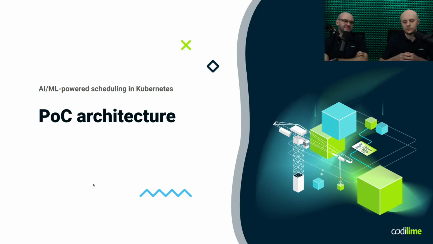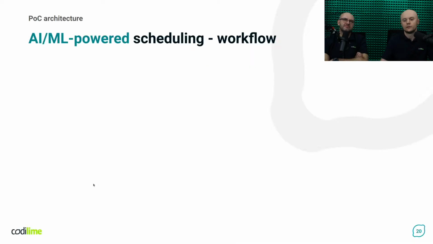Now let's take a look at how it is implemented as a proof of concept. So we told you that we wanted to learn resource utilization characteristics for workloads, but first of all, we need to collect the relevant metrics somehow. And for that purpose, we use the well-known Prometheus.